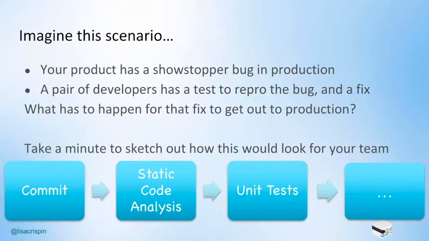And a pair of developers on your team wrote a test to reproduce the problem. They've got a fix to the code, and they're going to check those things in. What has to happen for the fix to get out to production? What are all the steps it has to go through? Now, some of you may have a lot of these things automated, and some of you may be doing a lot of it manually. It doesn't really matter. These are all steps you've got to do to get to production. So just think for a minute, how would this look for your team?